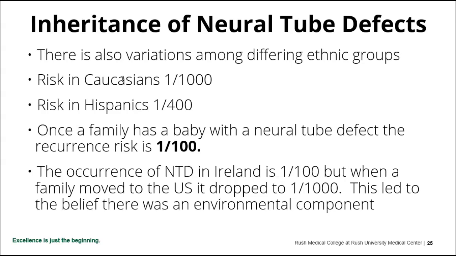However, once a baby has been born with a neural tube defect, the recurrence risk for a future baby is 1 in 100. Now, in Ireland, the risk of neural tube defects was like 1 in 100, but then if they moved to the U.S., it went to 1 in 1,000. And this is where they came up with the question, what changed? What probably changes is their diet, the amount of protein they would eat. Whereas in the Hispanics, that doesn't seem to happen. Maybe their diet just hasn't dropped as much or changed as much.